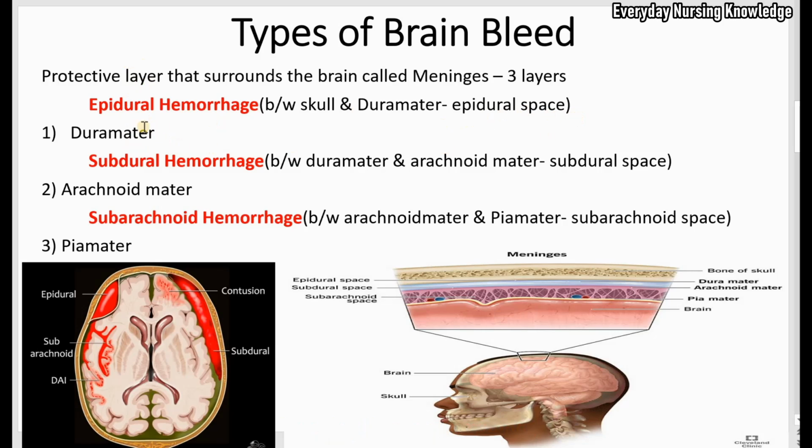That hemorrhage is called epidural hemorrhage. Subdural hemorrhage happens below the dura mater but above the arachnoid mater, and that space is called subdural space. Subarachnoid hemorrhage happens below the arachnoid mater but above the pia mater, and that space is called subarachnoid space.